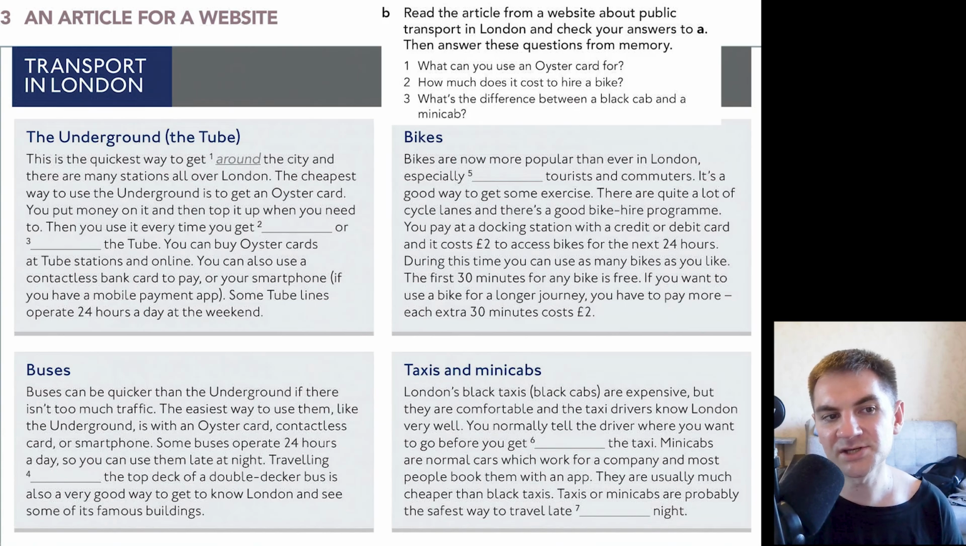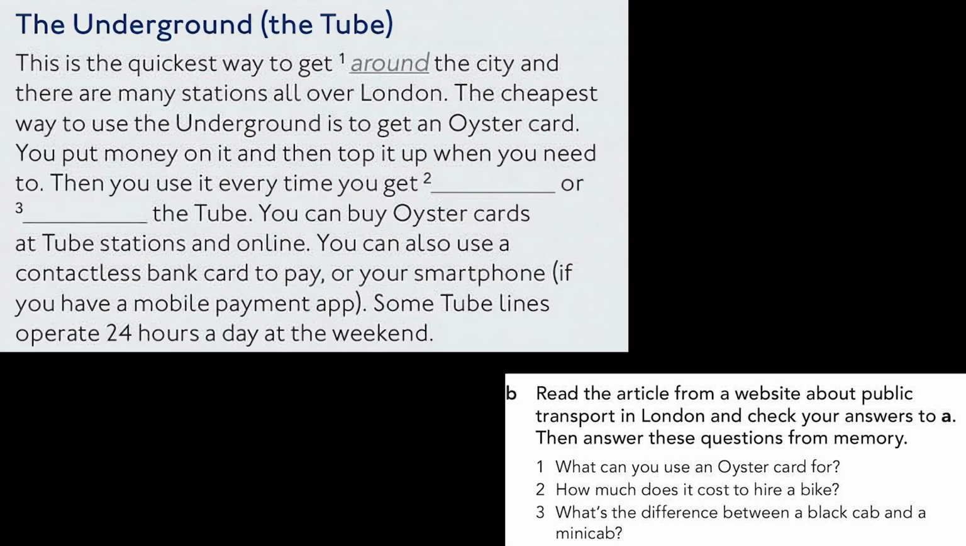Now read and check. Read the article Transport in London on the website. Check if your guesses from Part A were correct, and then try to answer these questions without looking at the article, from memory. What can you use an Oyster card for? How much does it cost to hire a bike? What's the difference between a black cab and a minicab?